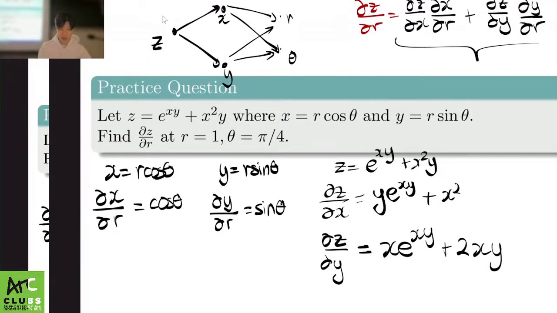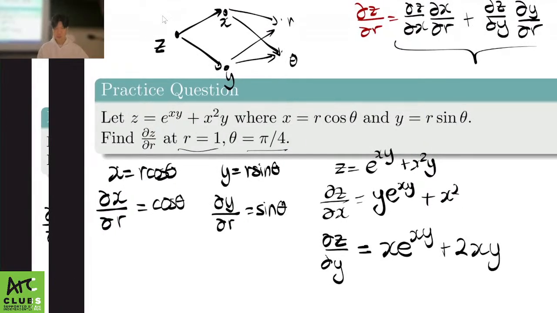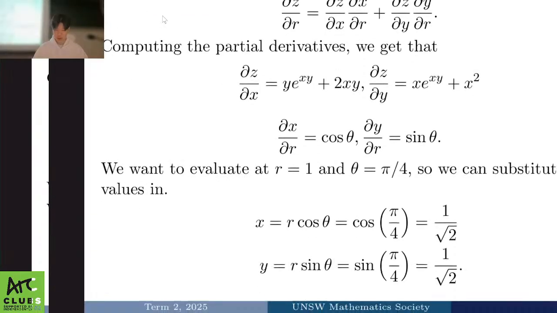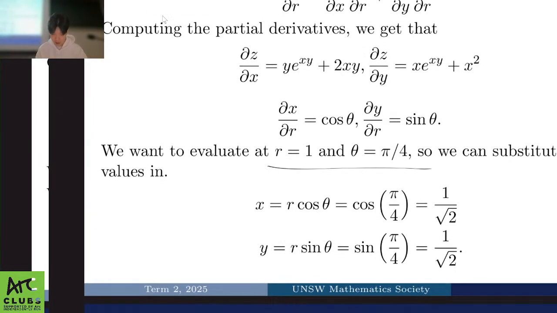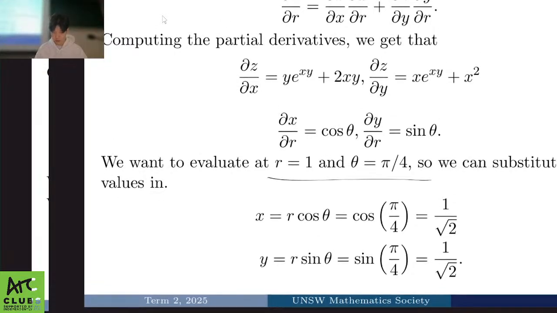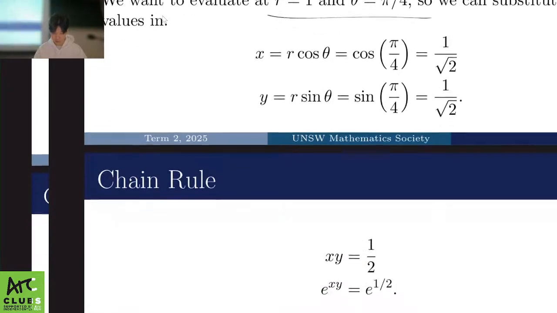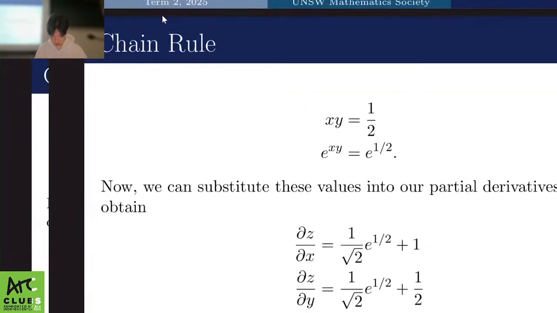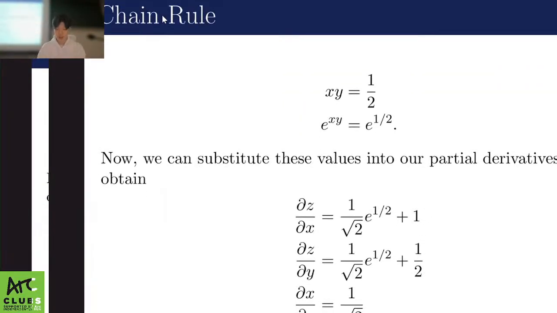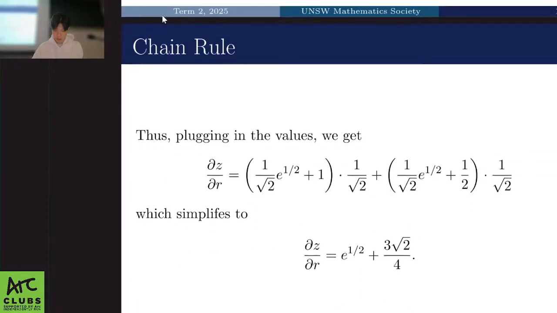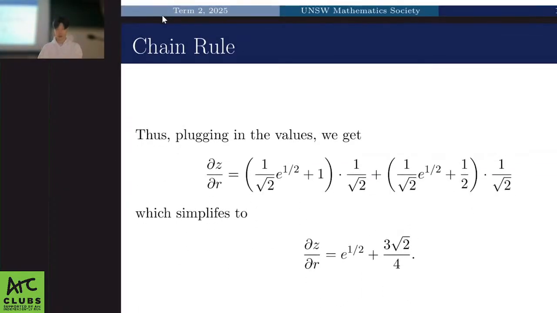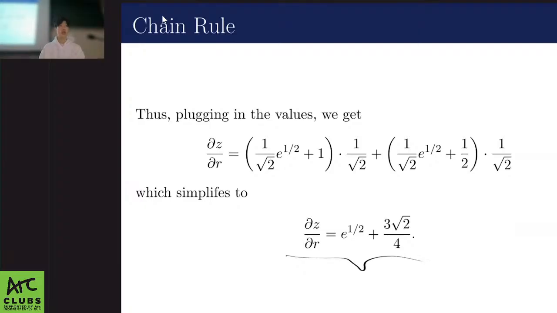Now I want to find everything at r is equal to 1 and theta is equal to pi on 4. So the way it works is after we find everything, we want to substitute r equals 1 and theta equals pi on 4. So for x, we have 1 over 2, and for y, we also have 1 over 2. And e to the xy is e to the half, and we substitute all of those into our partial derivatives. And putting that into our formula, which is just brute forcing, we get this as our final answer.